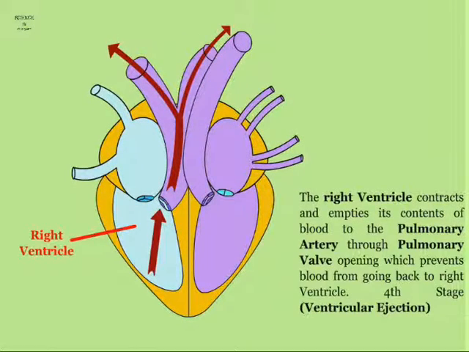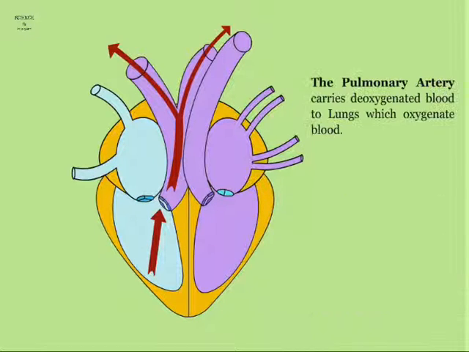The right ventricle contracts and empties its contents of blood to the pulmonary artery through pulmonary valve opening, which prevents blood from going back to right ventricle. This is the fourth stage, ventricular ejection. Pulmonary artery carries deoxygenated blood to lungs, which oxygenate blood.